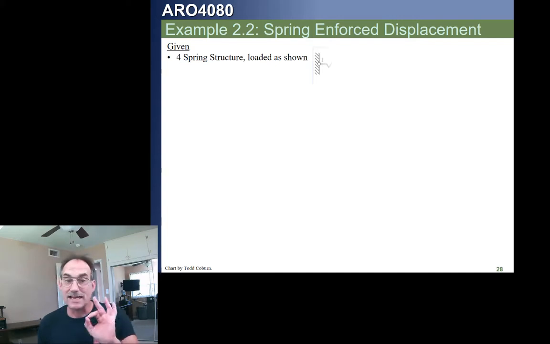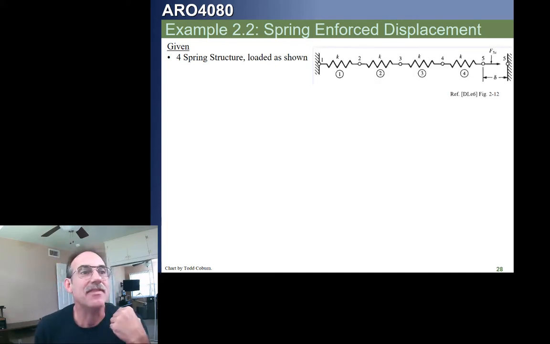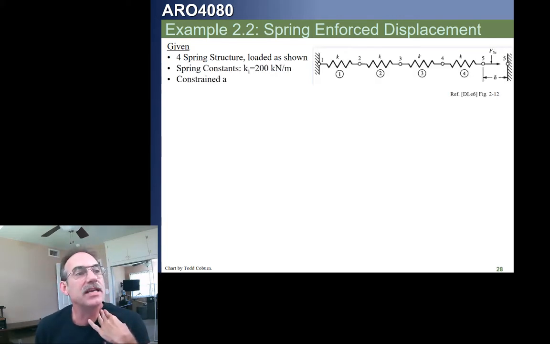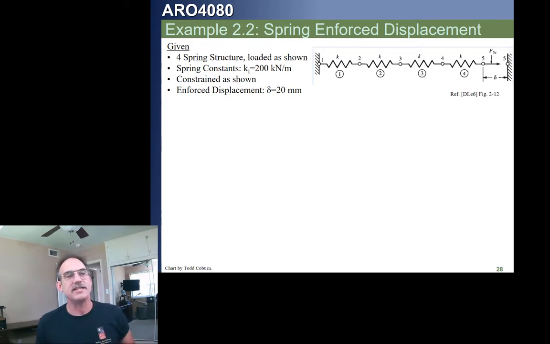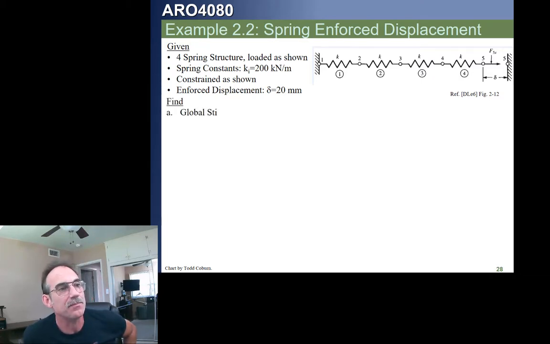All right, let's look at another example. And this is for a similar problem. Once again, we have 4 springs and an enforced displacement. We can see at 1 we have a nice easy homogeneous constraint, but at 5 we have an enforced displacement. That makes it a little more challenging. We're going to have to change one of our equations to decouple the system.